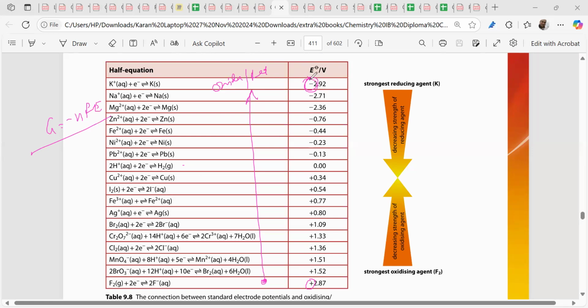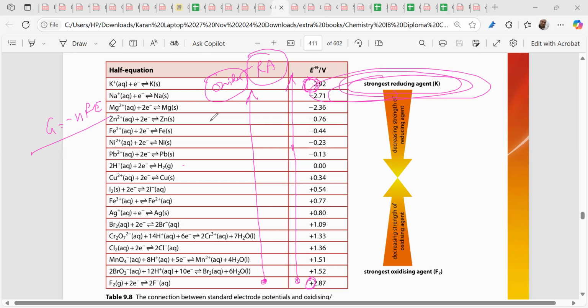See, this is minus, so this is positive. Means what? As we go from the bottom to the top, the reduction capacity decreases. All of these are reduction reactions, so we have to flip it. So the oxidation capacity increases. As you go from the bottom to the top, it becomes a powerful reducing agent. Clear, everybody? The strongest reducing agent.